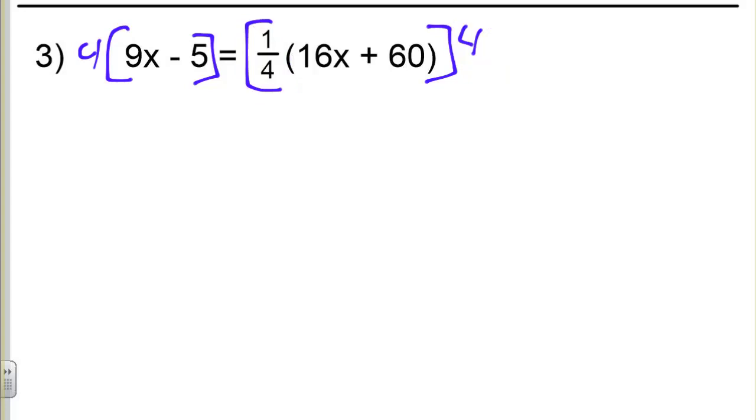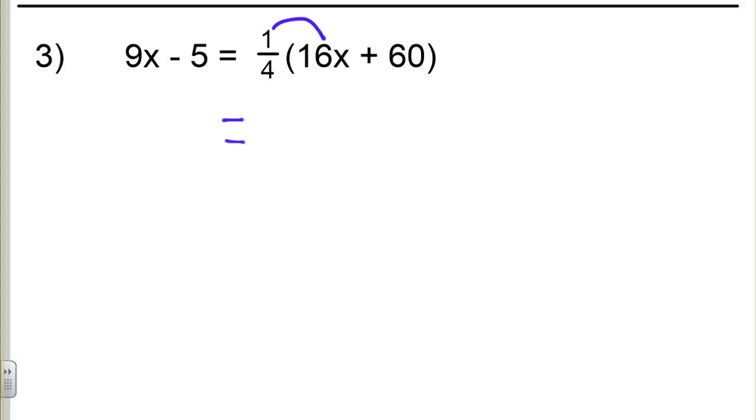Or in this particular scenario here, 1/4 will clear itself by distributing. So I'm going to go ahead and distribute. So 1/4 times 16 will end up giving me 4, and then the x comes down with it. And then 1/4 times 60 will leave me with a positive 15. On the right-hand side, there's nothing to combine or simplify, so I'm just bringing down 9x minus 5.